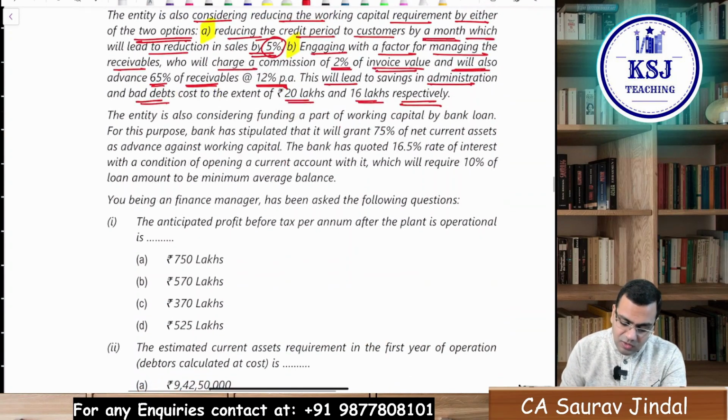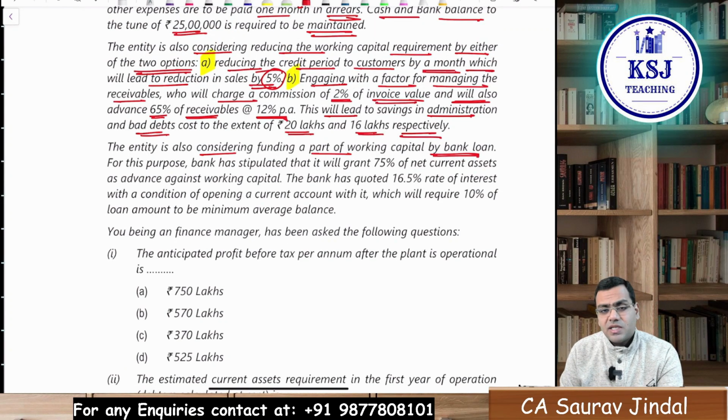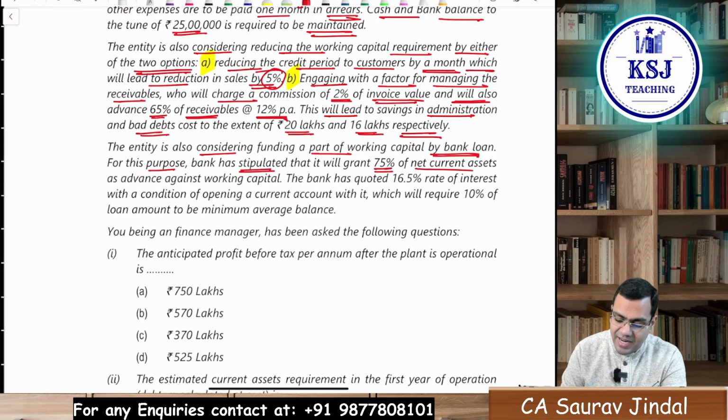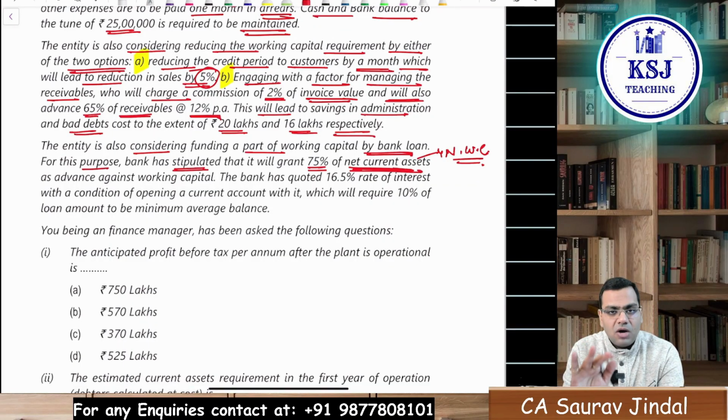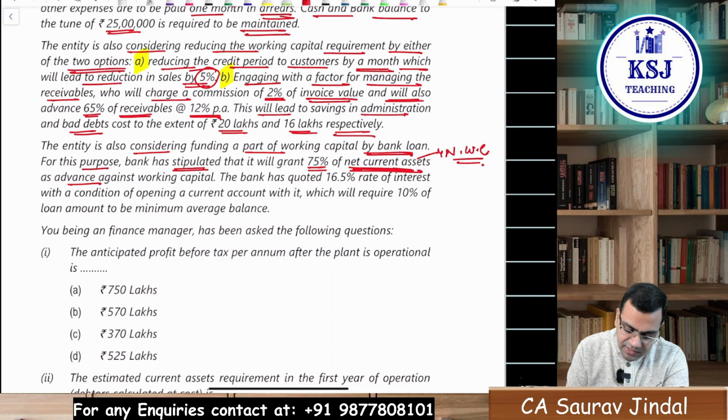The entity is also considering funding a part of working capital by bank loan. Right now they say this factor is not going to give us full. Some part of the working capital, let's take a bank loan. For this purpose, the bank has stipulated that it will grant 75% of the net current assets. Net current assets means your net working capital. The bank says, okay, we'll give you loan, but how much? That will be 75% of your net working capital as advance against the working capital.